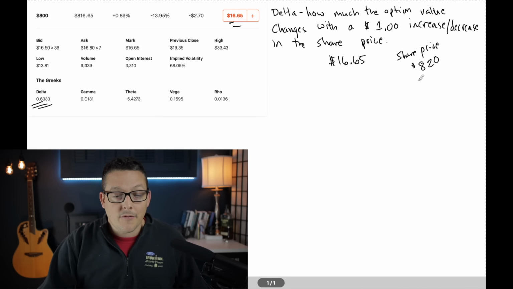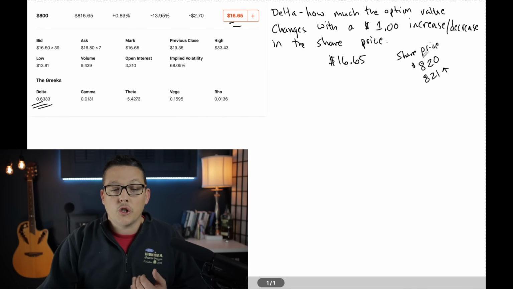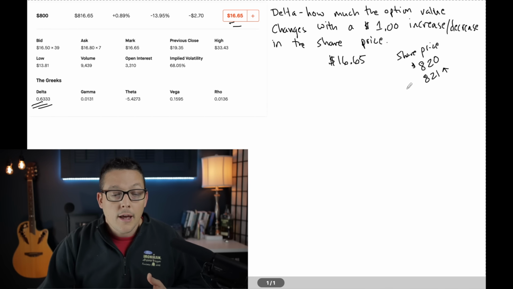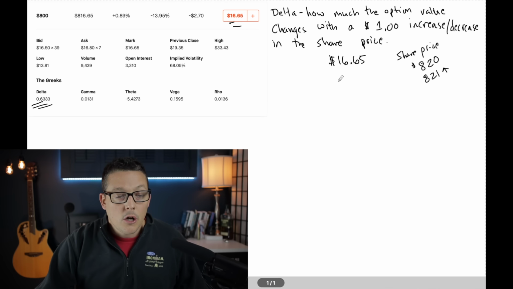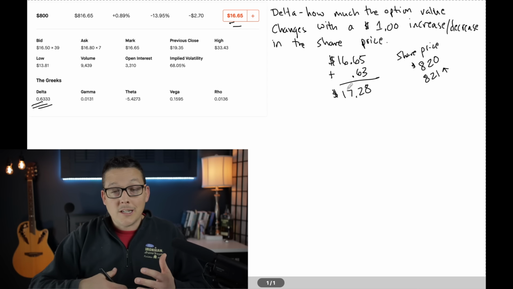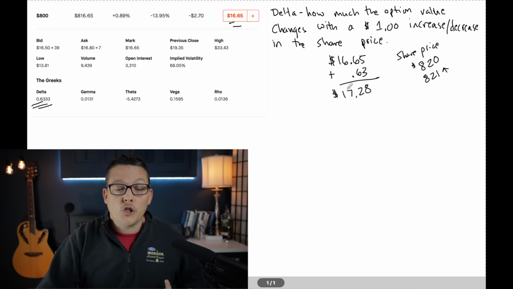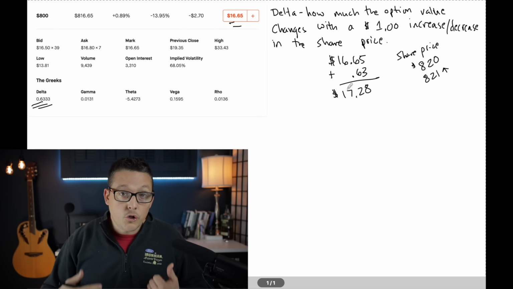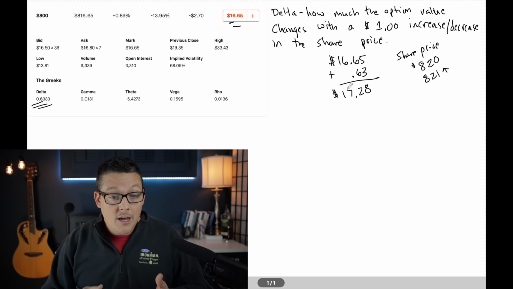What that means is if the share price increased $1, the option's premium will be affected by this delta. That means the option price will go up 63 cents, and the option will now be worth $17.28. Now this works in reverse as well. If the share price went down to $819, then the premium would go down 63 cents.